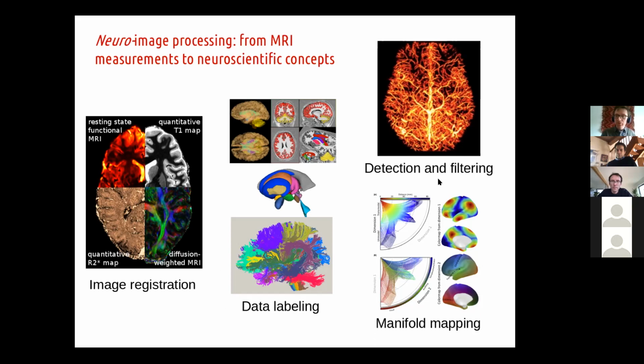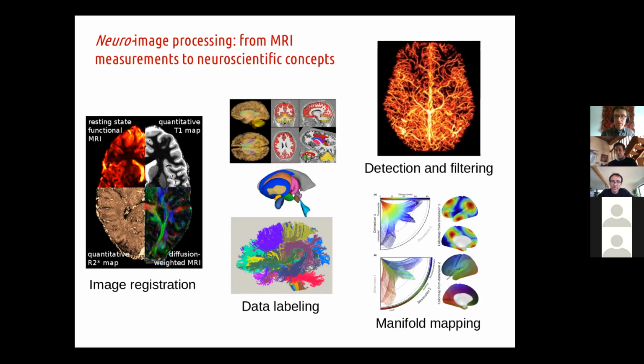Another field that we often forget, especially in days where now we have deep learning methods to do everything, is that we still have some interesting needs for things like detection and filtering. So how do we, for instance, extract vascular trees from brain images? How do we detect lesions? How do we find tumors? Things like that are very important.